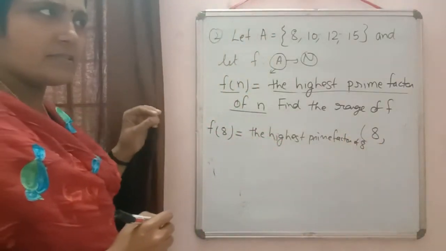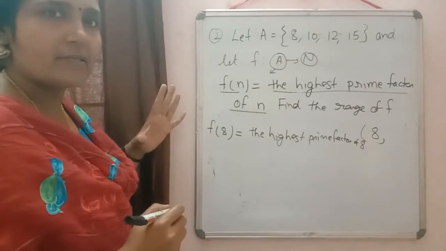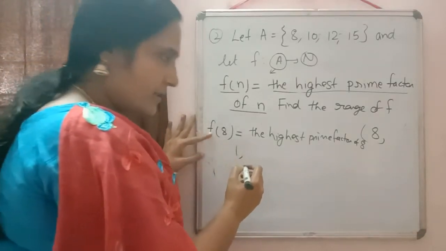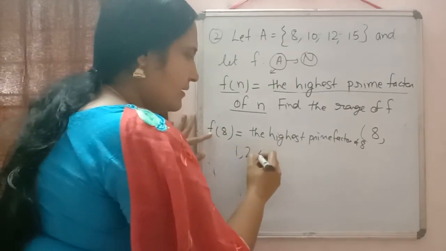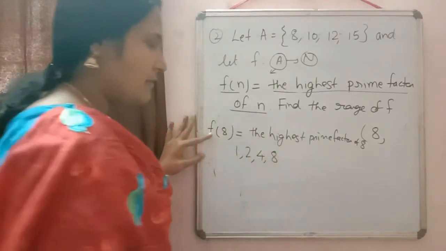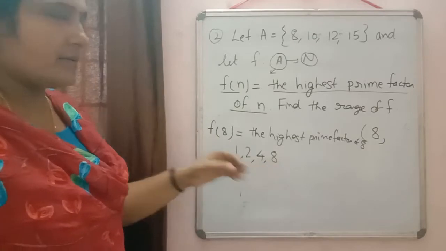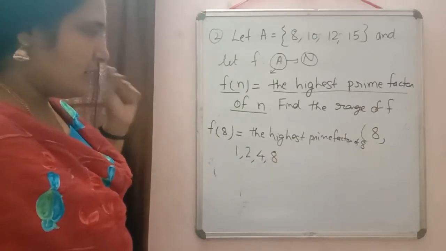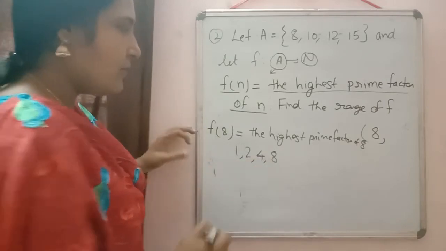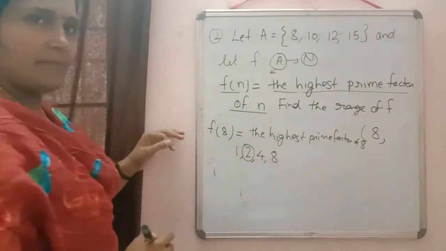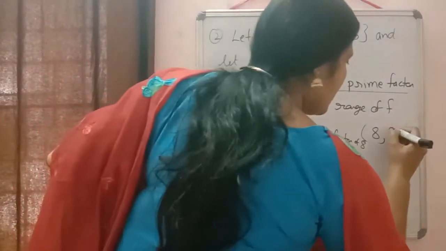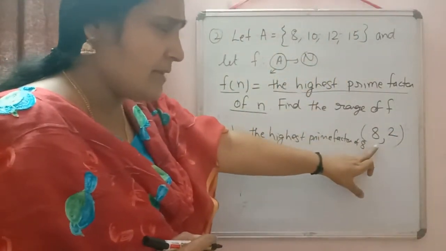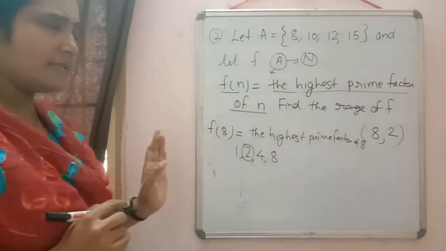So for that, first shall I write what are the factors of 8? Yes, what are the factors of 8? 1, then 2, then 4, and then 8 itself. So we have these factors. Out of these, which is the highest prime factor? I think in these numbers only 2 is a prime number. So the second element will be equal to 2. So in the ordered pair, our first element is 8 and the second element is 2.